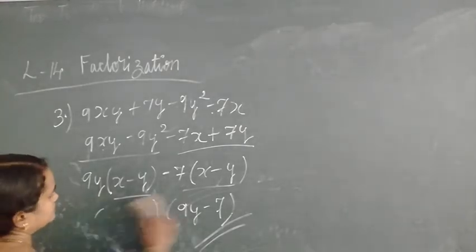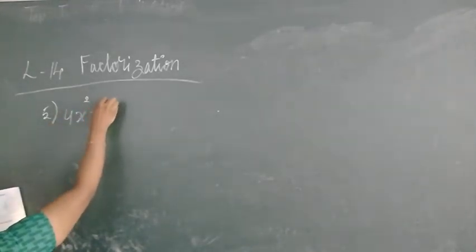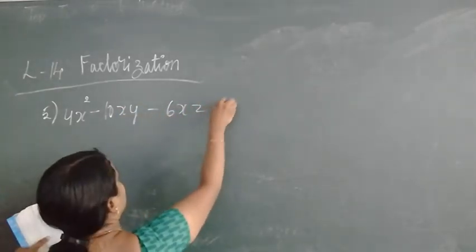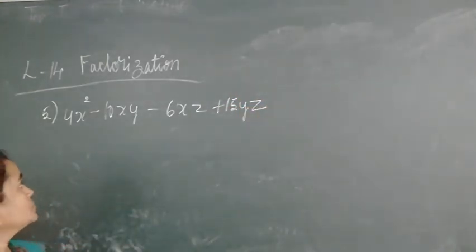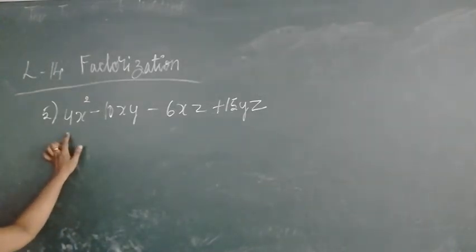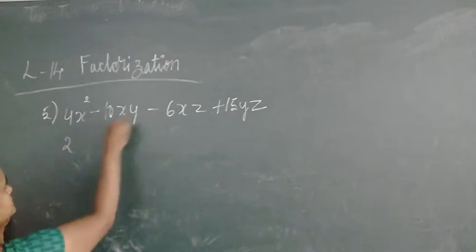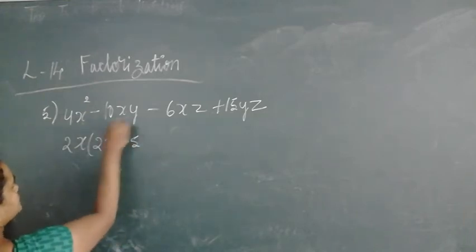Completed? 4x square minus 10xy minus 6xz plus 15yz. So what we will do here? Here we will get the common number, isn't it? So what we will take here? 2 and here 3. Take 2 and x also we can take out. 2 2s are 4, 1 x is left. Minus 2 5s are 10, x we have taken out, so 1.